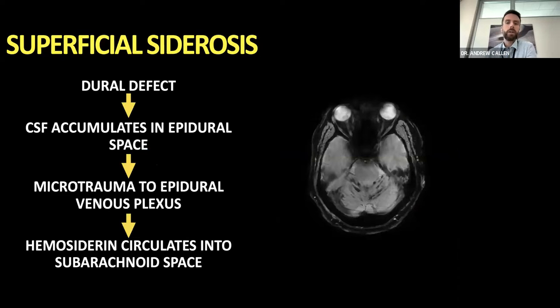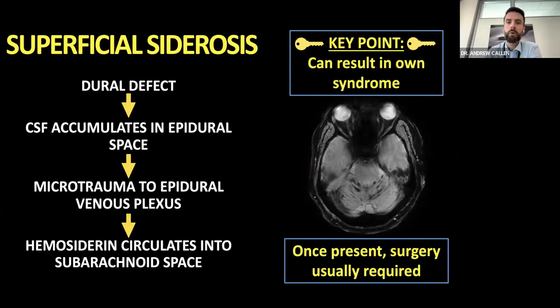Superficial siderosis isn't encoded in the Burn score, but is very important to recognize. We think that as a dural defect occurs, CSF accumulates in the epidural space, resulting in repeated microtrauma to the epidural venous plexus, and then hemosiderin circulates into the subarachnoid space and deposits on the pial surfaces. This is very important because it can result in its own clinical syndrome, which is largely irreversible, consisting of sensorineural hearing loss, ataxia, and once it's present, surgery is usually required. And this was shown by a very nice large series out of Cedars-Sinai just this past year in Annals of Neurology.